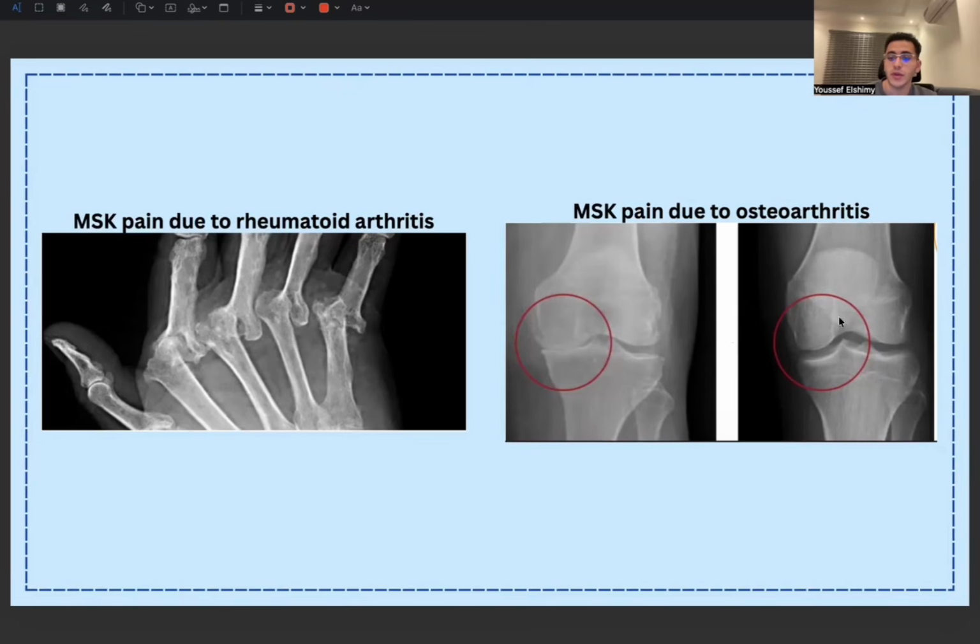Then we have another patient, for example, who's very old and he complains that the pain gets worse throughout the day.